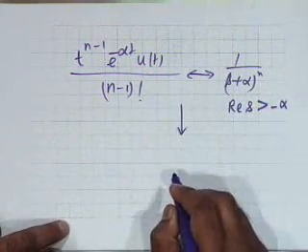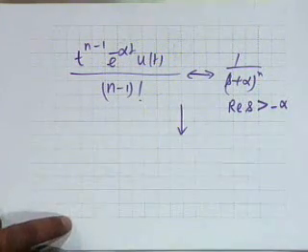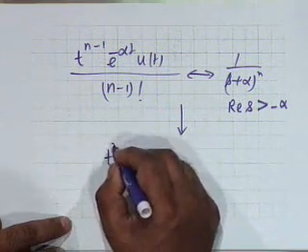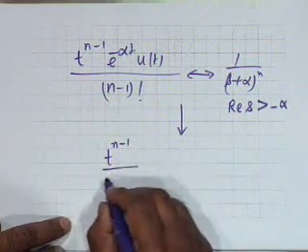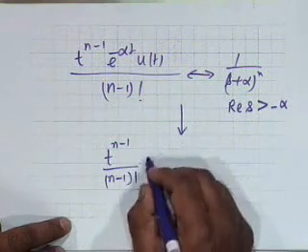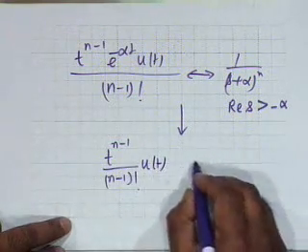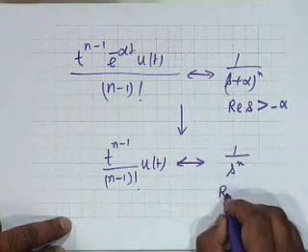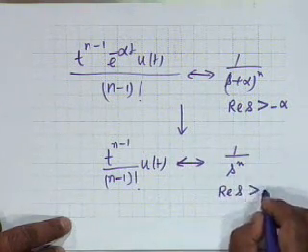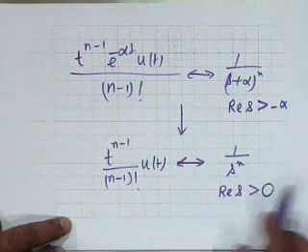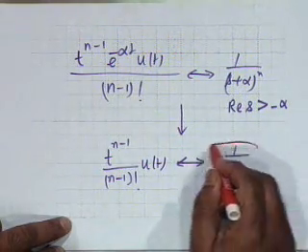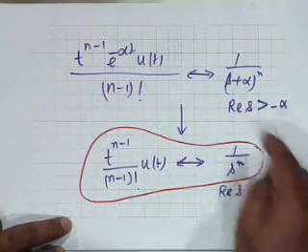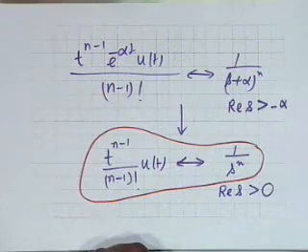One of the consequences is that if you put alpha equal to 0, the formula should be valid, and therefore the Laplace transform of t to the n minus 1 by n minus 1 factorial u of t shall be 1 by s to the power n with real part of s greater than 0. This is also a very important special case of the general formula that we have derived so far.